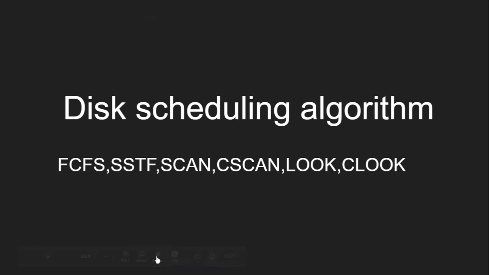Hello everyone, in this video we are going to see the disk scheduling algorithms. We have different algorithms like FCFS, first come first serve, SSTF, shortest seek time first, SCAN, C-SCAN which is circular scan, LOOK and C-LOOK which is circular look. Let us see with the same example one by one all the algorithms.